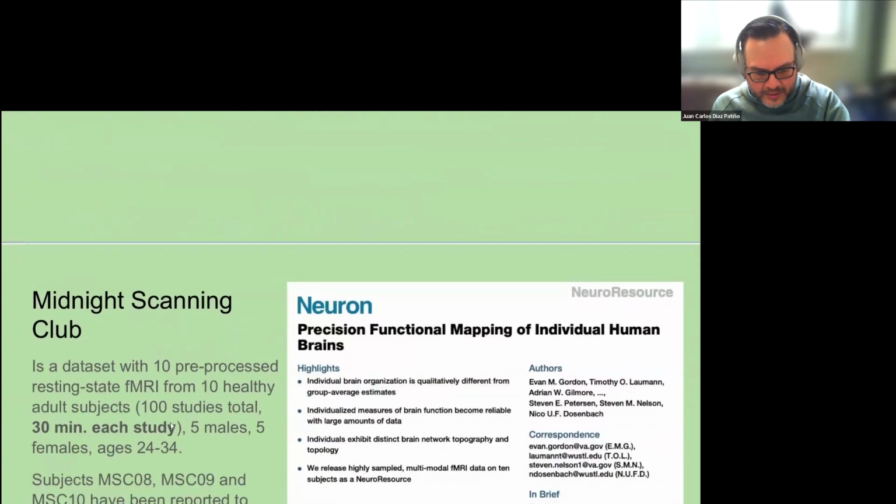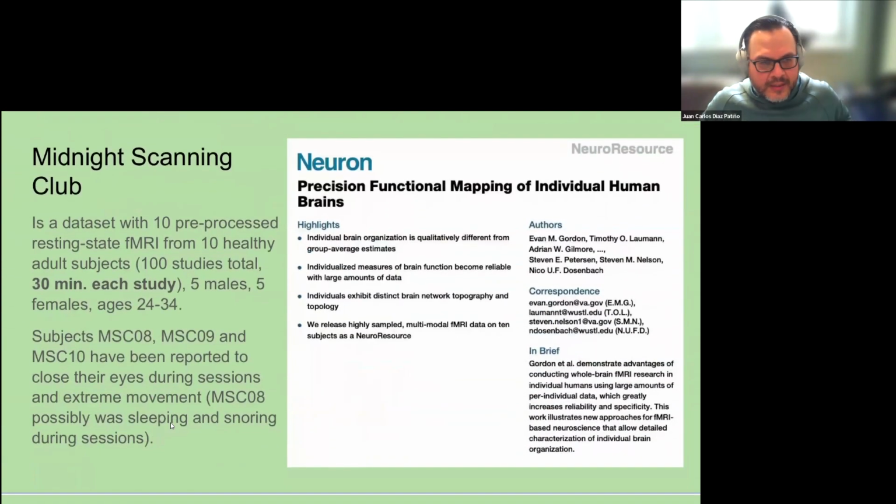And for this, we used the Midnight Scanning Club. It's a data set with 10 preprocessed resting state fMRI studies from 10 healthy adult subjects. These are 100 studies in total, 30 minutes each study, 5 males and 5 females between ages 25 to 34 years. And it's also reported in this paper that subjects 8, 9, and 10 closed their eyes during sessions and have extreme movement. So subject number 8 was probably snoring during sessions.